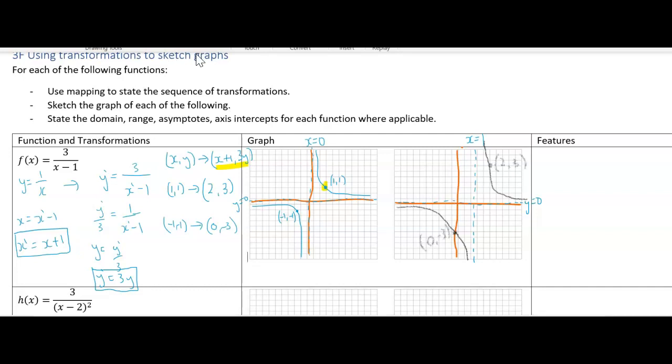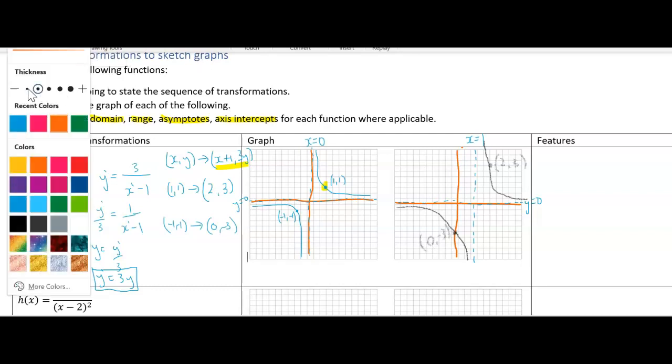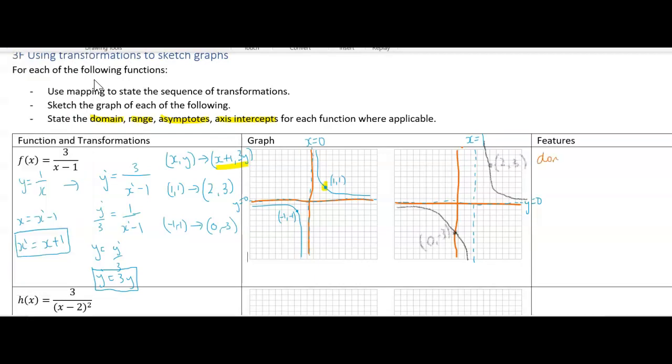All right, so this question does ask us to state the domain, the range, the asymptotes, the axes intercepts, and that's it for each function. So I'm going to do that over here. So first of all, we need the domain, we need the range, we need the asymptotes, and we need the y-intercept, and we'll do the x-intercept as well.